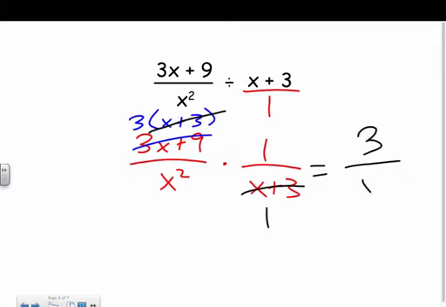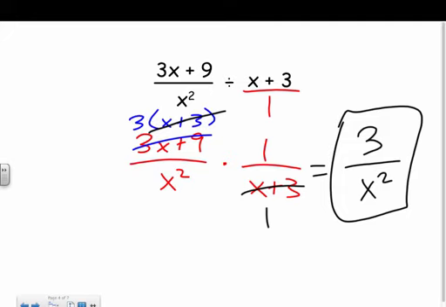All right, so some of these, once you get used to it, they start going a little bit quicker. But yeah, they can get kind of tough.